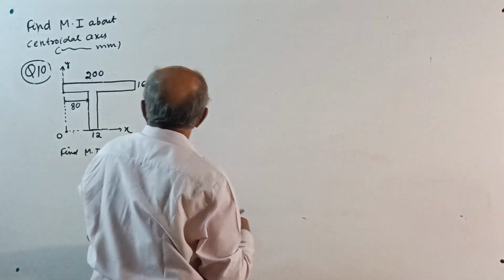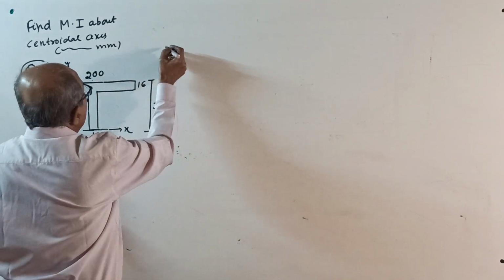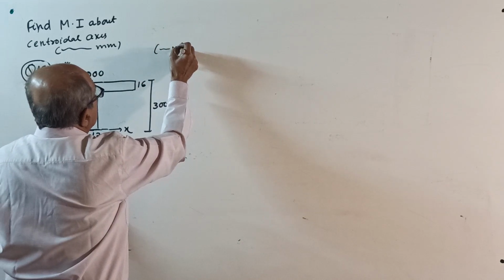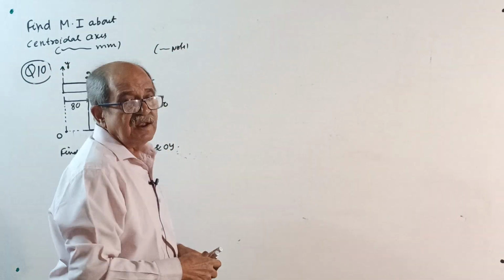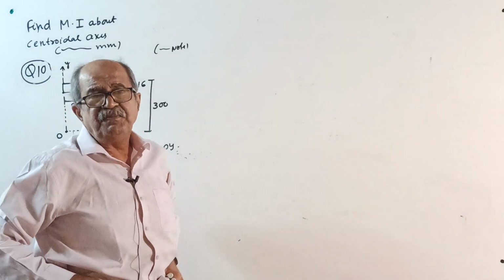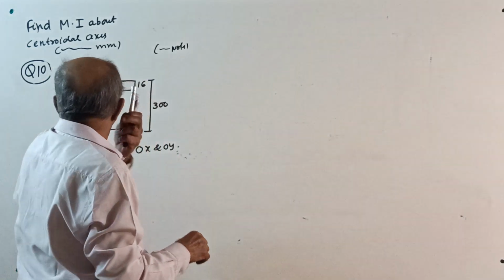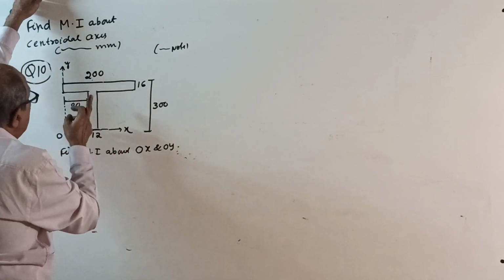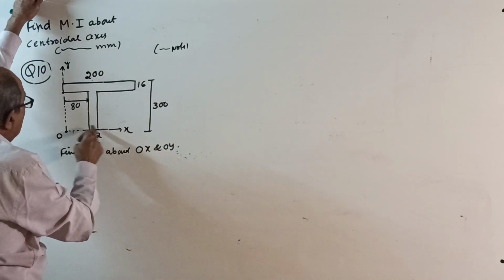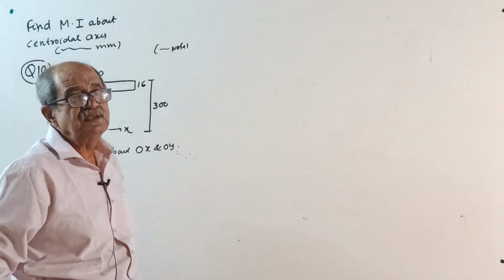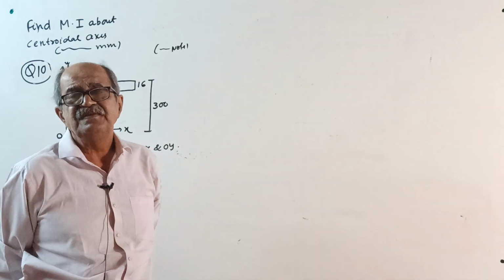Start. First, make a note. All dimensions in millimeter, make a note. As usual, class like part 3, lecture 55 is always there. Make a note here. Moment of inertia required about OX and OY.